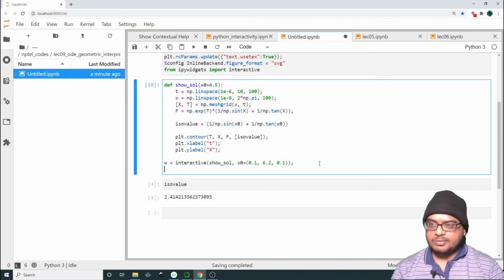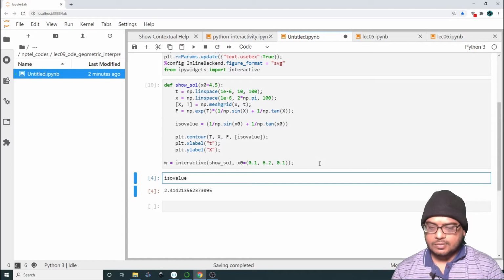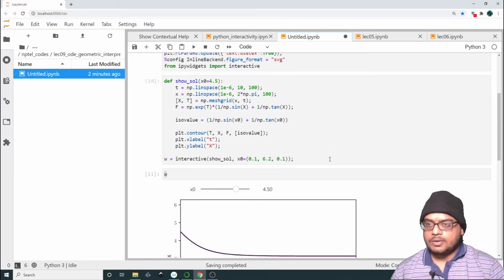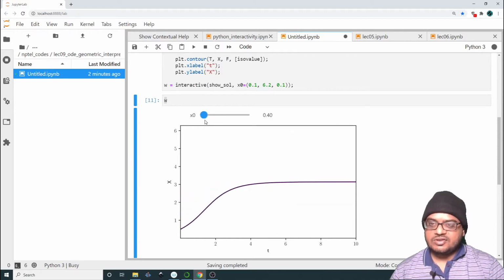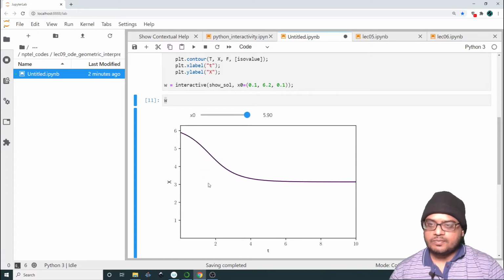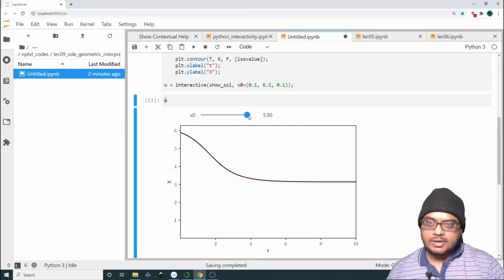Now let me display what W is. Okay, so let us now change the slider. So we see that even though we are changing the initial condition, the curve seems to settle down at this value. And this value appears to be something like pi.